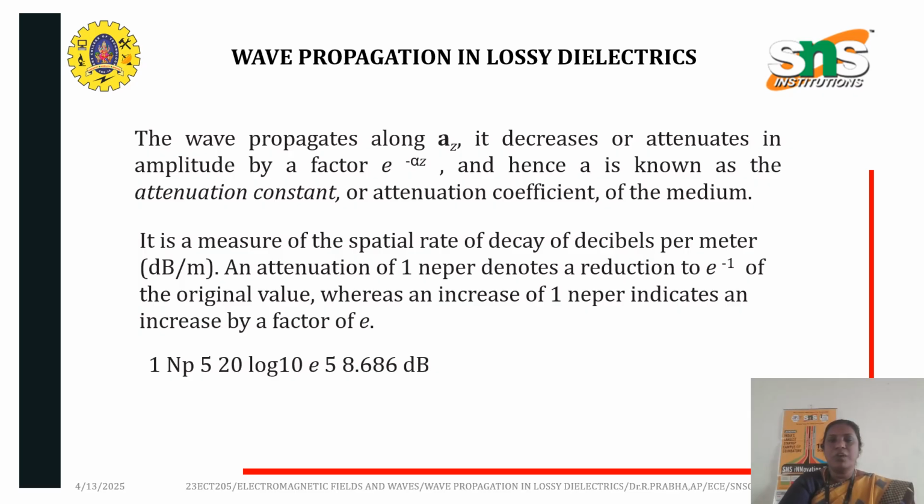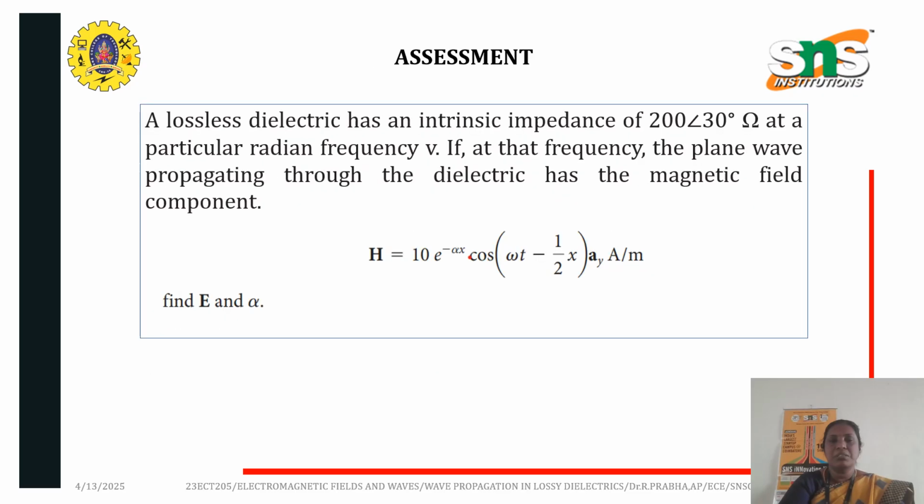An attenuation of 1 neper denotes a reduction to e power minus 1 of its original amplitude value, whereas an increase of 1 neper indicates an increase by a factor e, and 1 neper is equal to 20 log 10 e, which is 8.686 decibels.